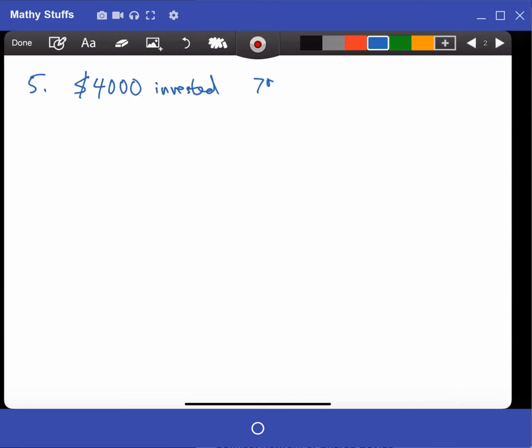So this is invested at 7% per year, and that's an insanely awesome interest rate. That's like crypto interest rates.